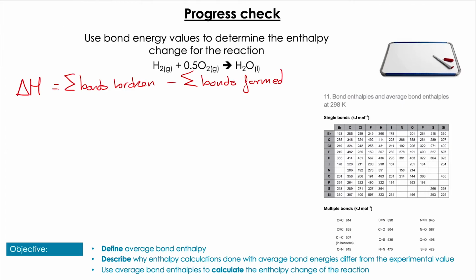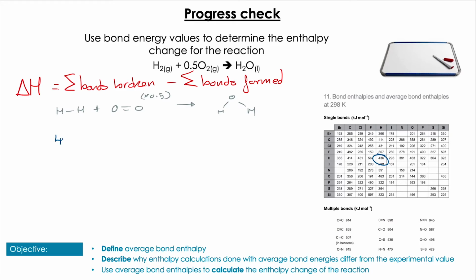Okay, using our equation and the values, we want to first draw it out. So we've got H bonded to H single bond and oxygen is double bonded. We only got 0.5 moles of that. Goes to H2O, which has 2 OH bonds.